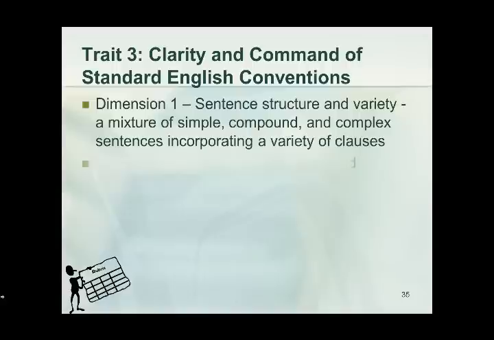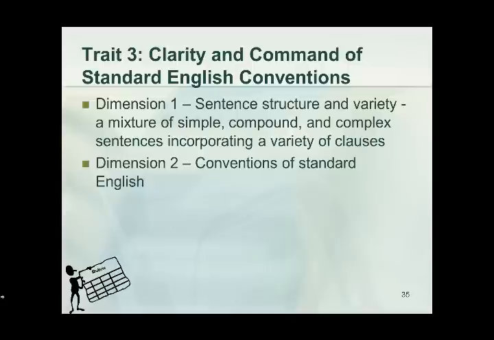And then as we take a look at Dimension 2, that comes back to your grammar pieces and to standard English conventions. You may want to take a look at the resource guide that goes along with Reasoning Through Language Arts and see the very specific things that they're looking for in that standard English, like in dealing with commas, dealing with punctuation.